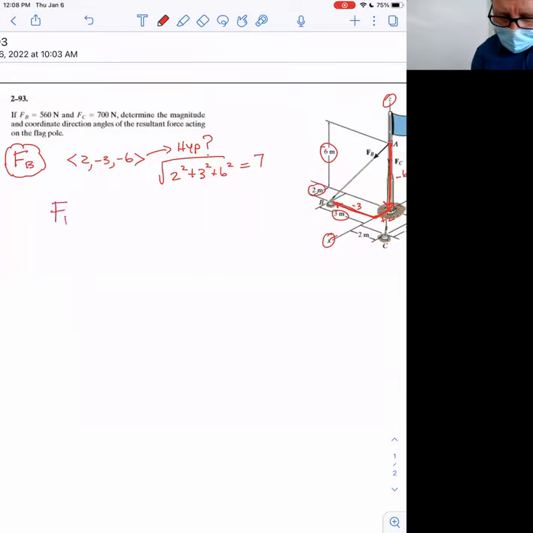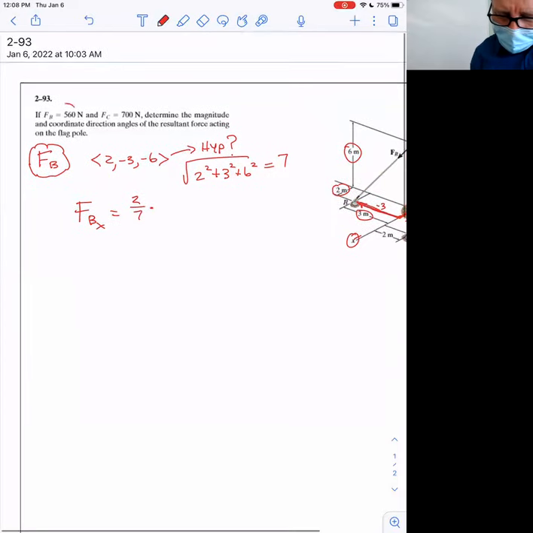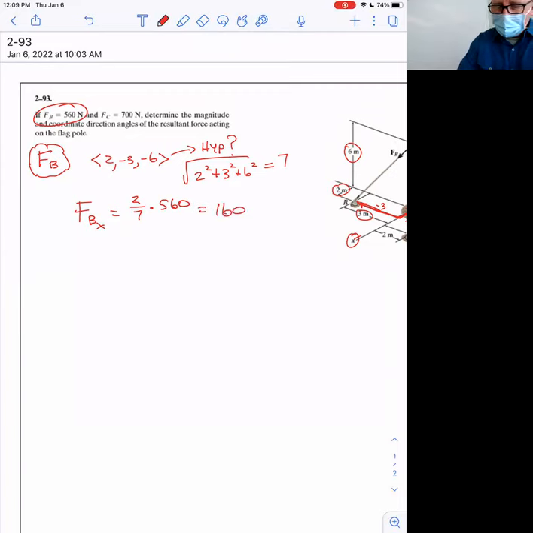So the force of B in the x direction will be 2/7 times, what was the force of B? 560. 2/7 in my three-dimensional right triangle. 2 is in the x direction. 7 is the ultimate hypotenuse. And they were very nice to me for picking 560 there, because 560 divides evenly by 7. It's 80, and times 2 is 160. So I'm breaking 560 again into its three components. I just found my x component.